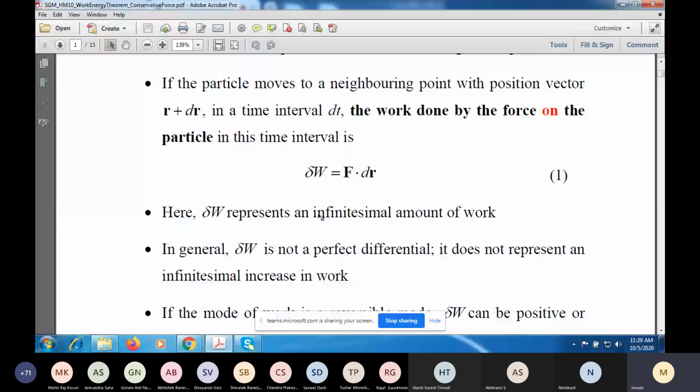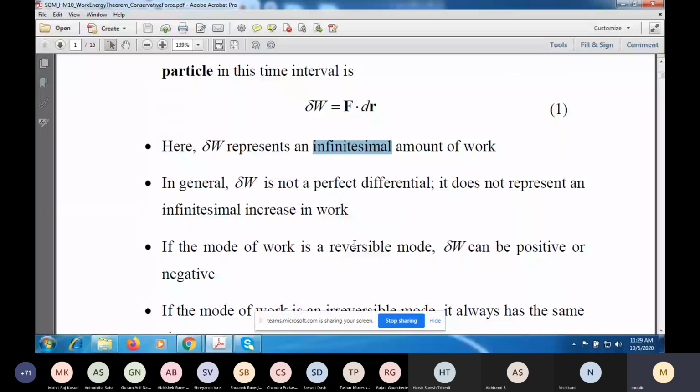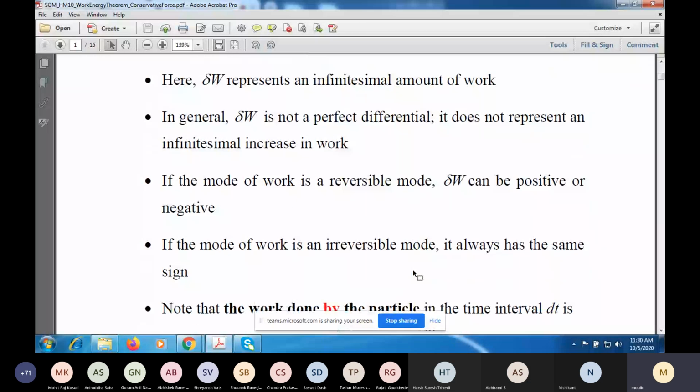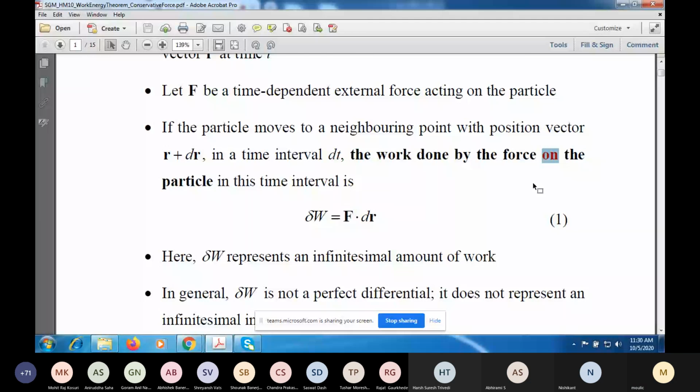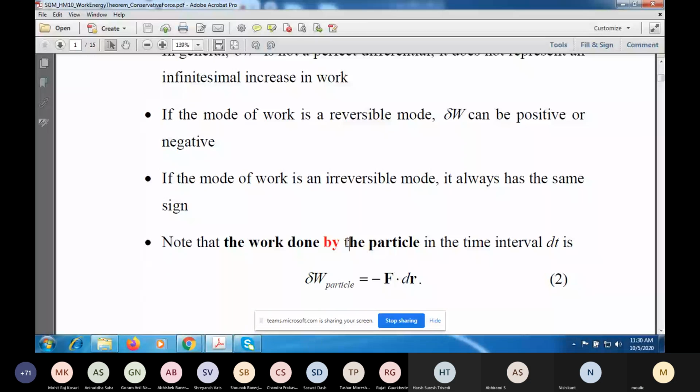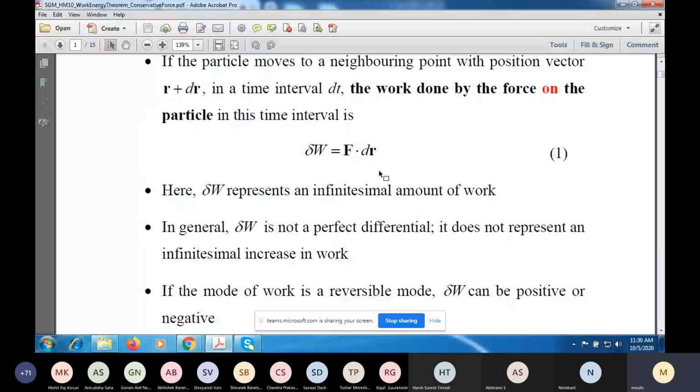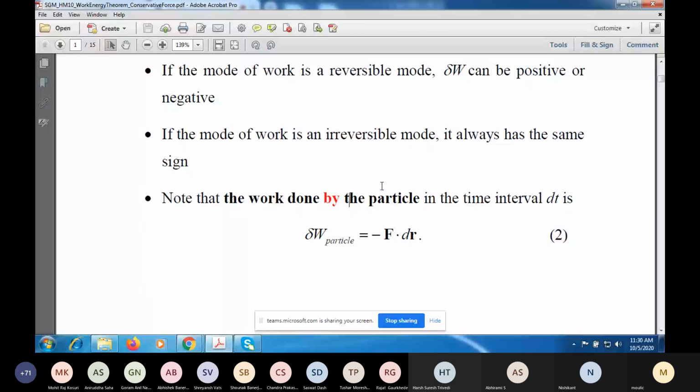Now, as I mentioned last time, if the work mode is reversible, this can be positive or negative. If it's irreversible, like a frictional force, then it will always have the same sign. Now here we have talked about the work done on the particle. You may be interested in thermodynamics in the work done by the particle. Then that will simply be the negative of this. So work done on the particle is the negative of the work done by the particle. So I will use the symbol delta W with a subscript particle to denote the work done by the particle. So I have written here in red, it is minus F dot dr, where F is the force acting on the particle.